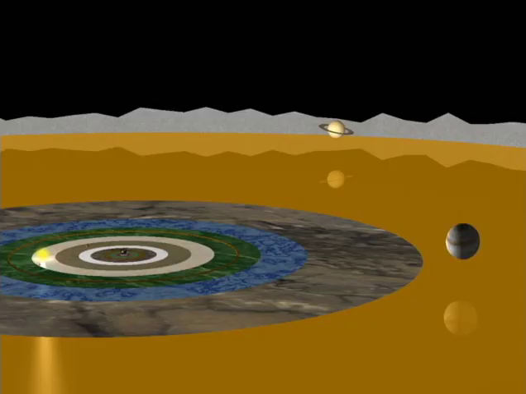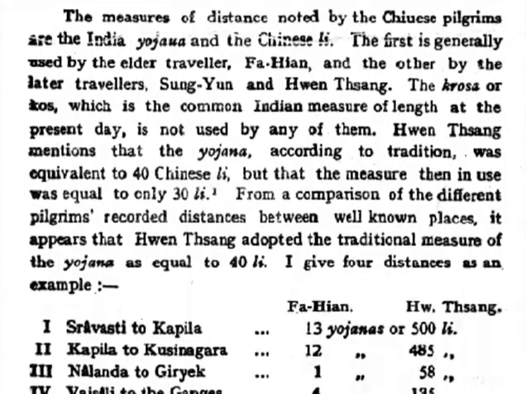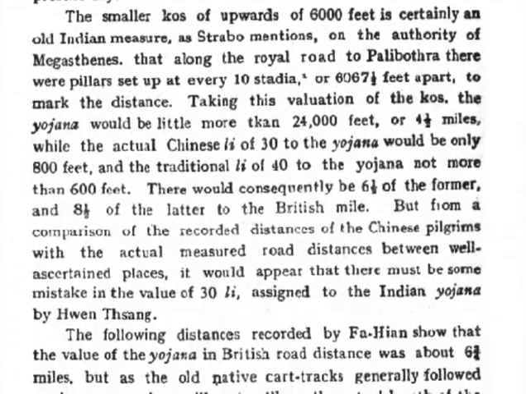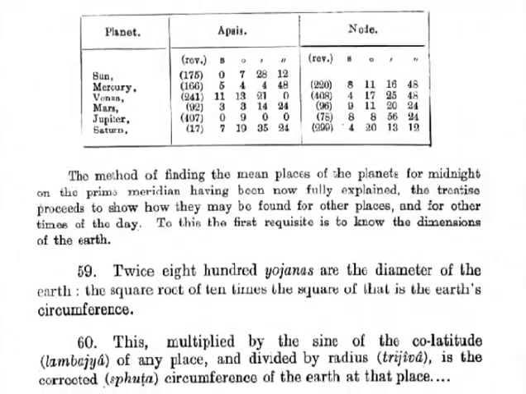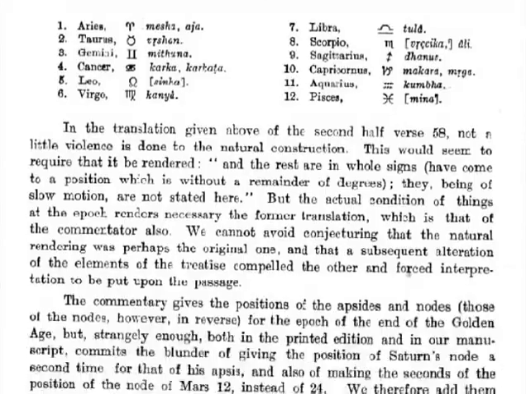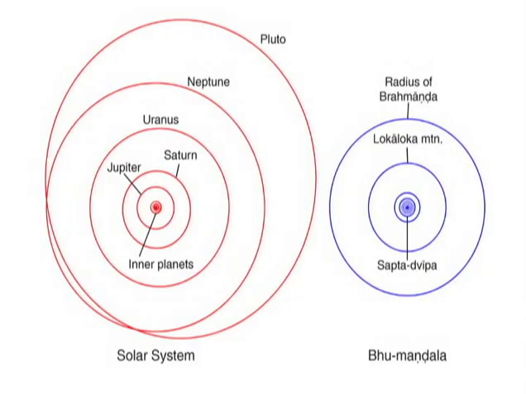The detailed correlations between Bhumandala features and planetary orbits may seem contrary to the known history of science, but they are corroborated by historical data suggesting the existence of advanced scientific knowledge in the distant past. For example, a historical study of the yojana provides evidence supporting a yojana length of about 8.5 miles, the same length that emerges from the comparison of planetary orbits with Bhumandala.